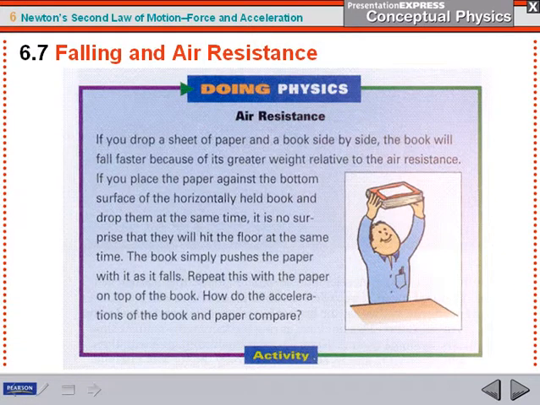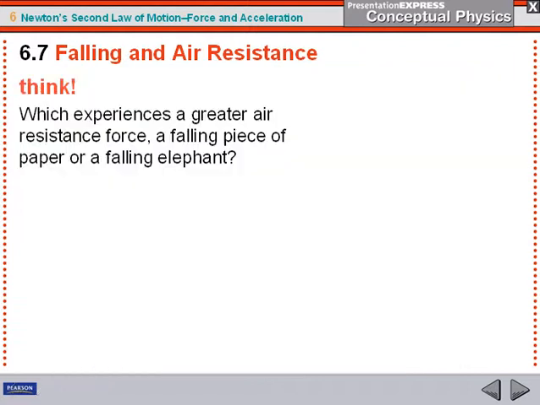Here's a little trick you can do, and I'll make sure I do this in class at least once, where you take a piece of paper. You're going to need a piece of paper and a book, and you can pause this and read the instructions to see how it works. There are 3 things to do here.